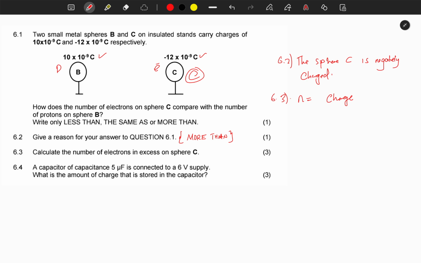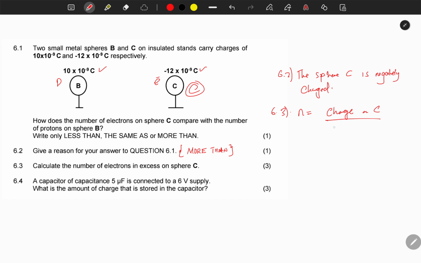Then, of course, the charge on C over the charge of one electron. So what do you know about the charge on C? It is 12 times 10 to the power negative 9 coulombs, and the charge of one electron is 1.6 multiplied by 10 to the power negative 19 coulombs. So what is N? N is going to give us 7.5 times 10 to the power 10 electrons. So these are the ones that are in excess.